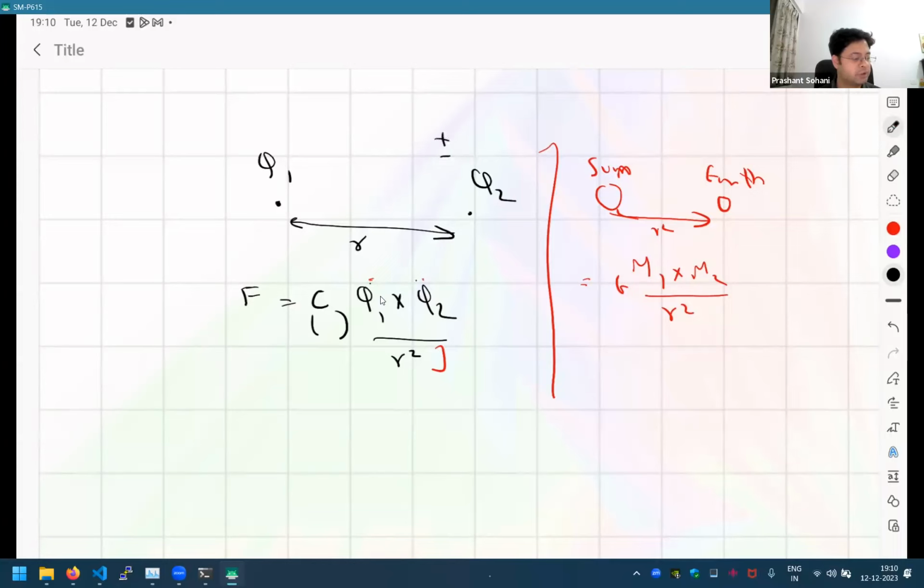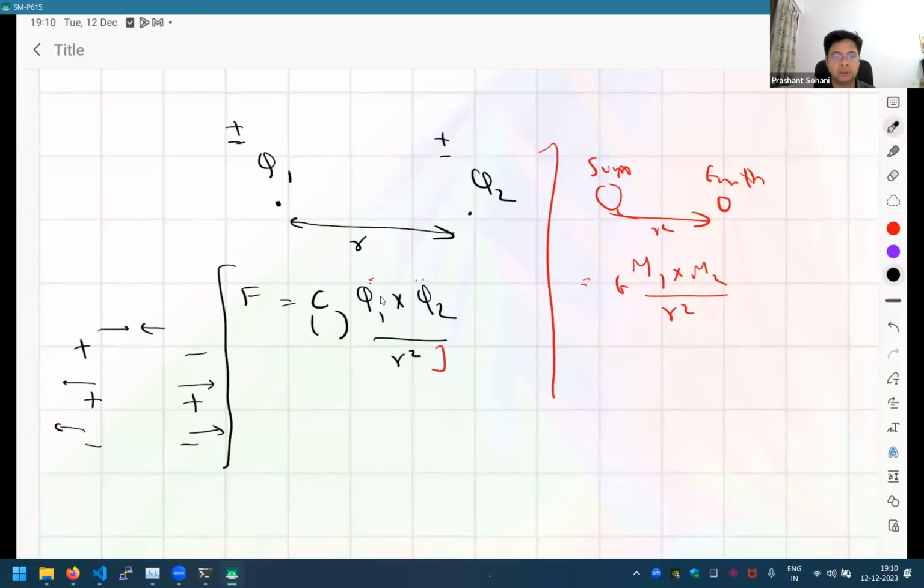Whether these are positive or negative signs will not change the magnitude of the force, but will change the direction. I think we all know that opposite signs will attract. Positive and negative charges attract each other, positive charges repel each other, and negative charges also repel each other. These two things together give you the force and the sign of the attraction or the repulsion. This is all the knowledge you need to solve this question.